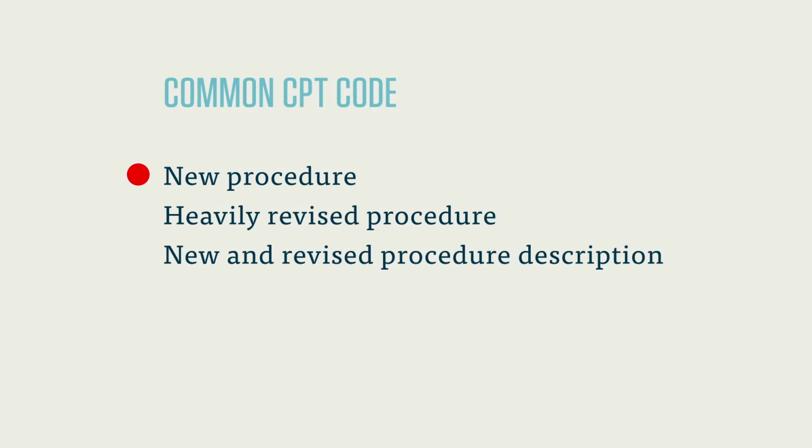Part of the purpose of the code symbols included in the CPT manual is to tell coders which codes are new, resequenced, or revised procedure codes. The new procedures are marked with a red dot. Heavily revised procedures are marked with a blue triangle. New and revised procedure descriptions are marked with green triangles.